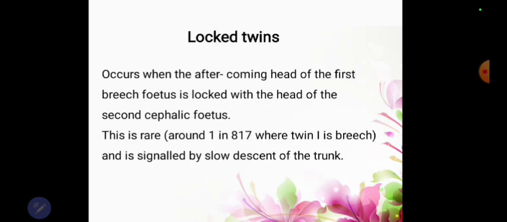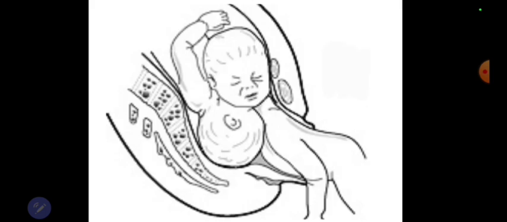Locked twins type. If there is a twin pregnancy where the first fetus is breech, there is a risk of locked twins, which is rare. It's rare, occurring around 1 in 817 if twin one is breech, due to slow descent of the trunk. This image represents locked twins.